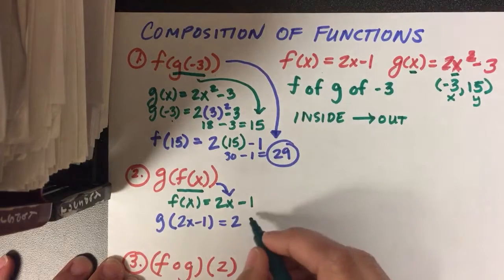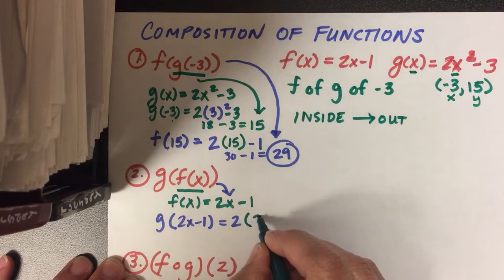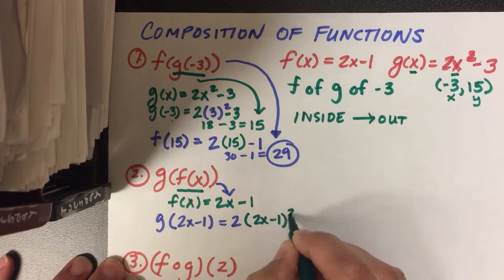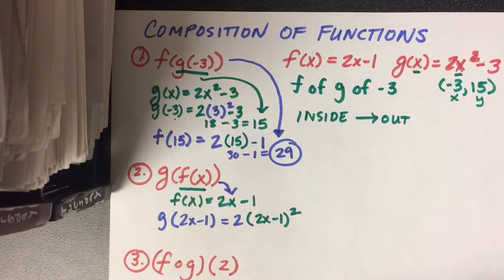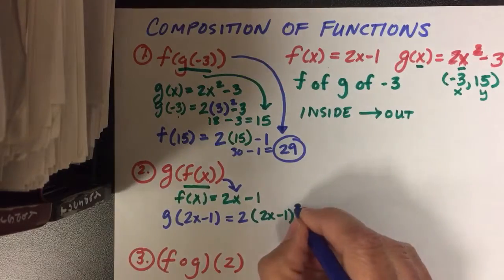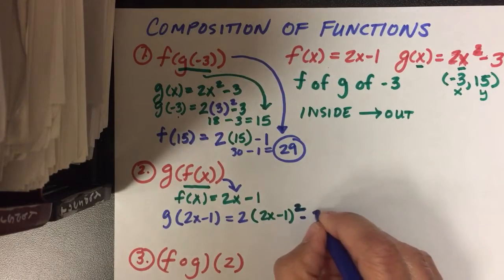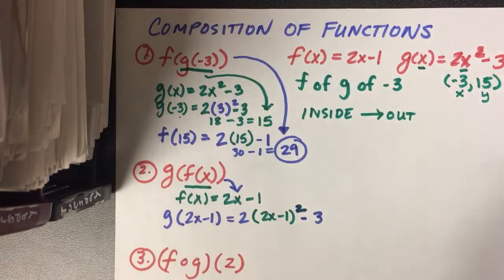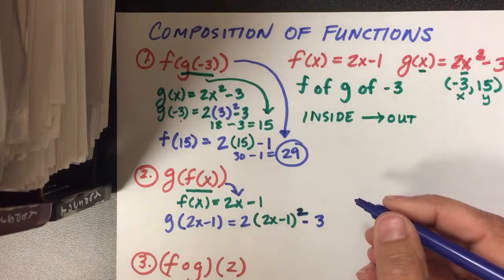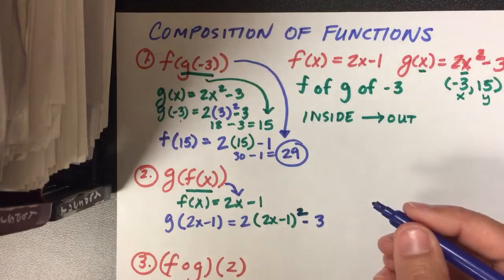Your input squared. So I'm going to plug in 2x minus 1, and I'm going to square it because that's my input. And that's going to end up giving me 2(2x minus 1) squared minus 3. So now I just have to expand this, and I have to combine. I have to simplify it.